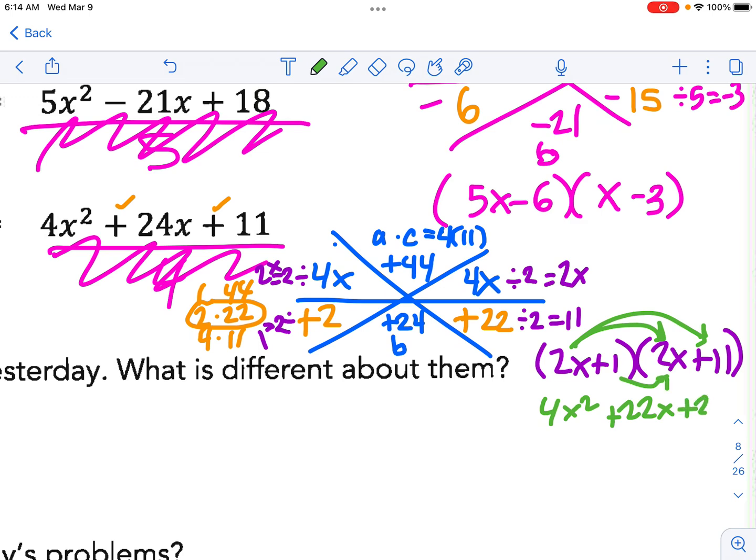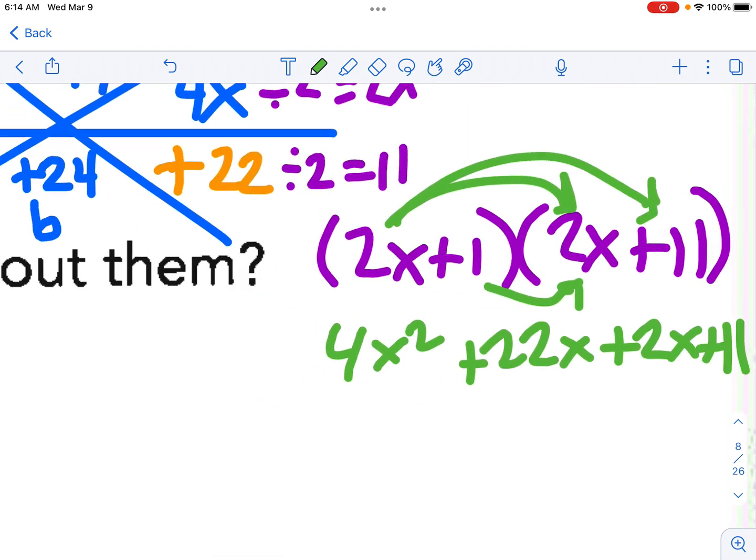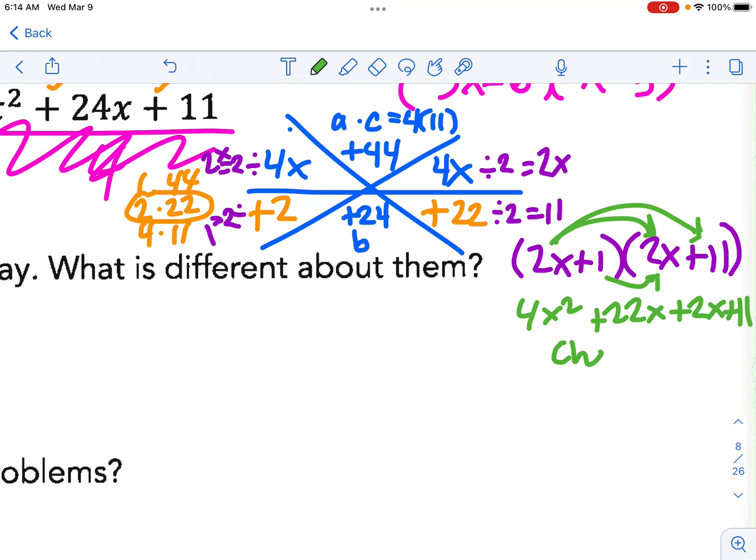1 times 2x is 2x. Notice 2 and 22 are the factors that we picked. And then 1 times 11 is 11. So that checks with the original problem.